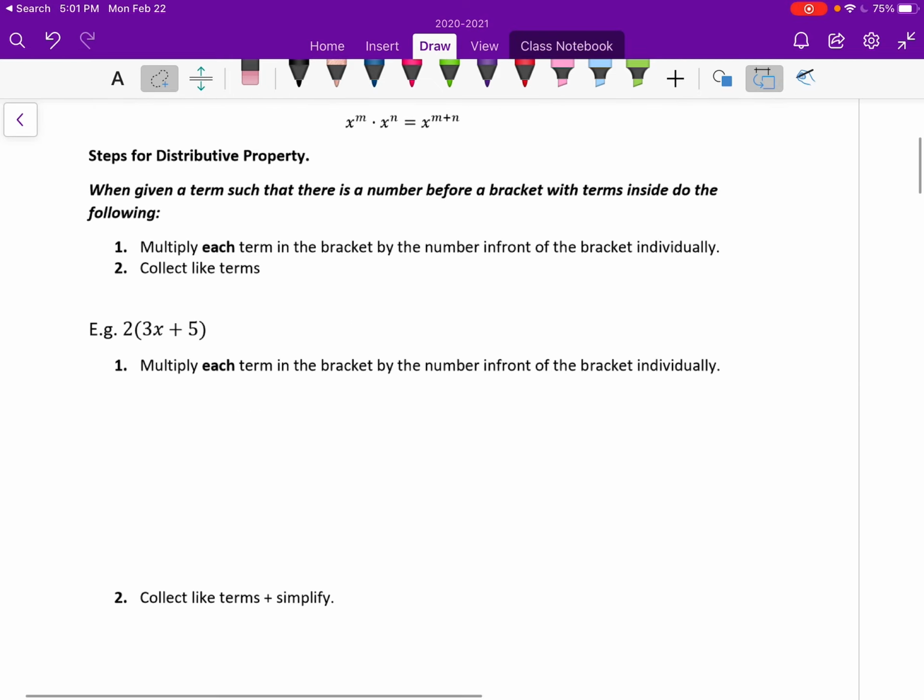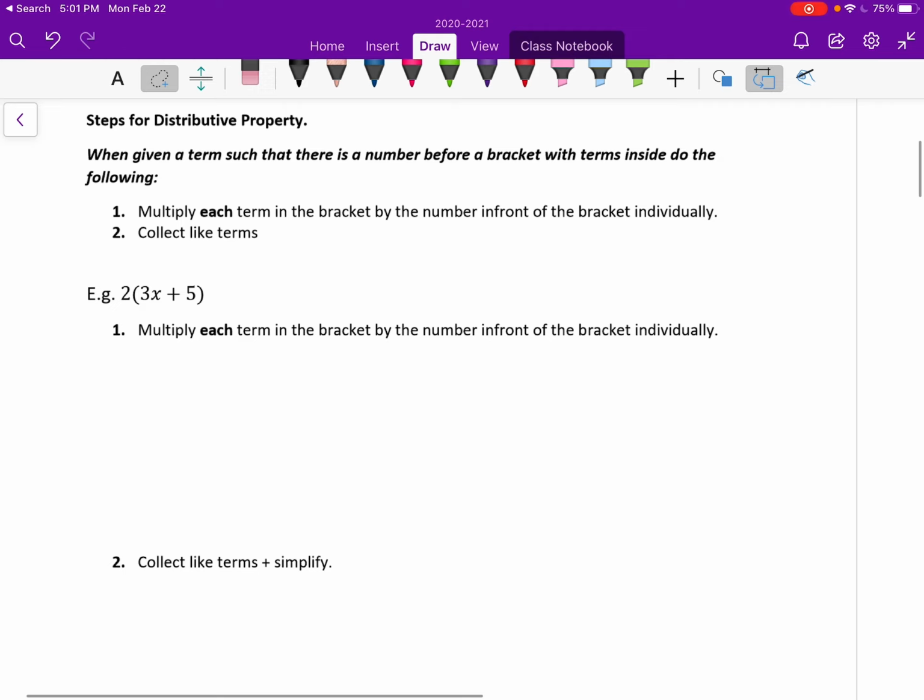So when you have distributive property, right, there's a few steps that you need to do. When given a term such that there's a number before the bracket with terms inside, do the following. Multiply each term in the bracket by the number in front of the bracket individually and collect the like terms. Right, and this kind of seems a little bit confusing, but I'll show you what this looks like.